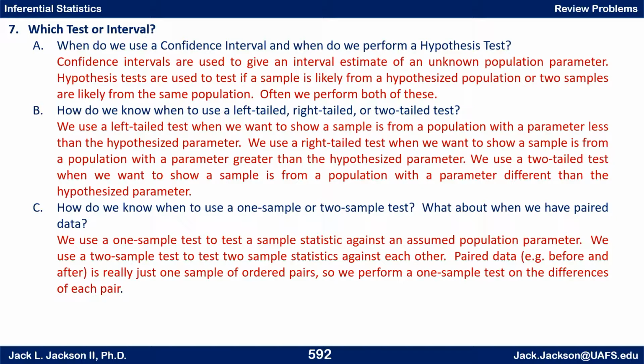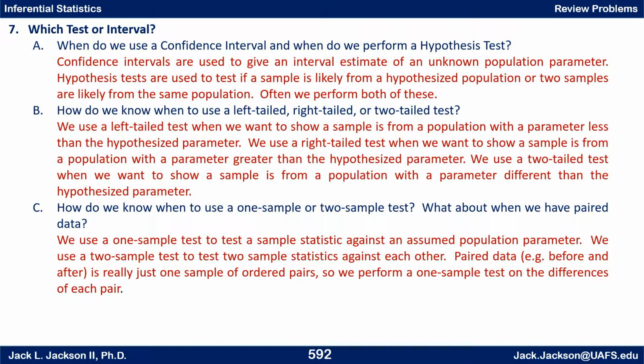We use a left-tailed test when we want to show a sample is from a population with a parameter less than the hypothesized parameter. We use a right-tailed test when we want to show a sample is from a population with a parameter greater than the hypothesized parameter. We use a two-tailed test when we want to show the sample is from a population with a parameter different than the hypothesized parameter.